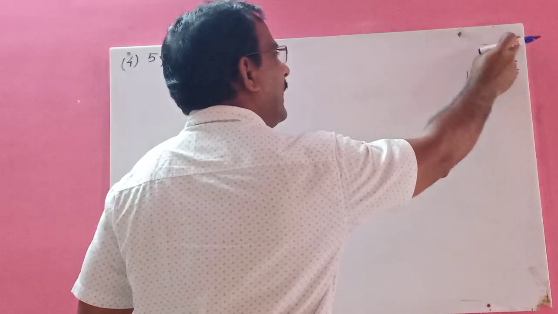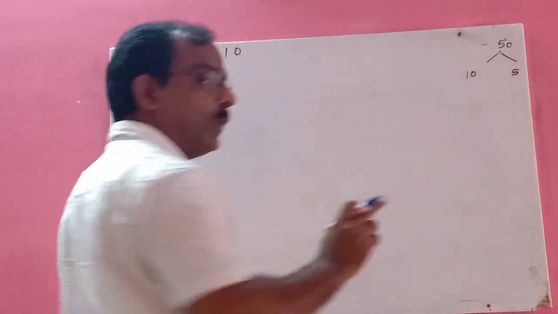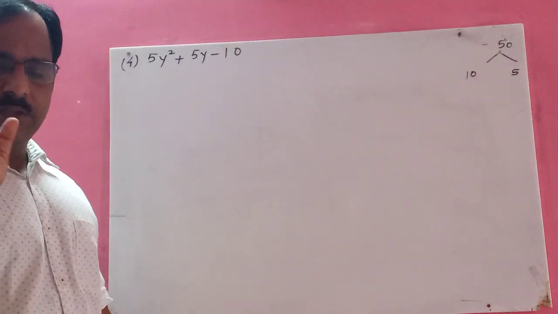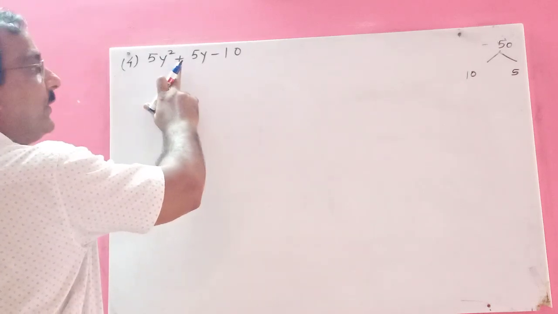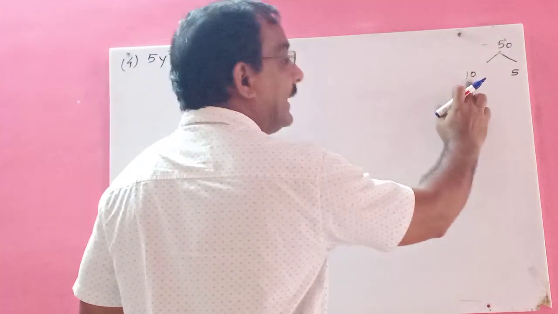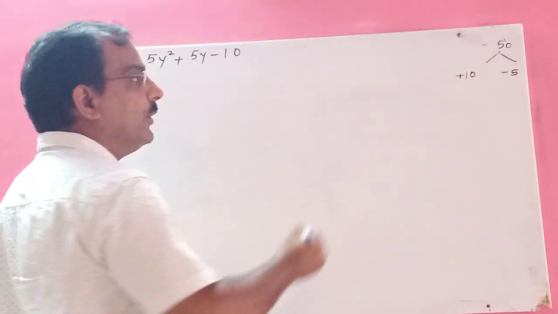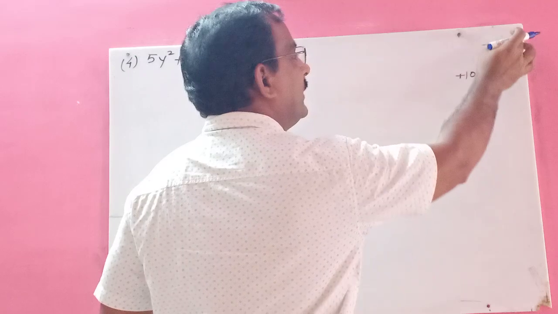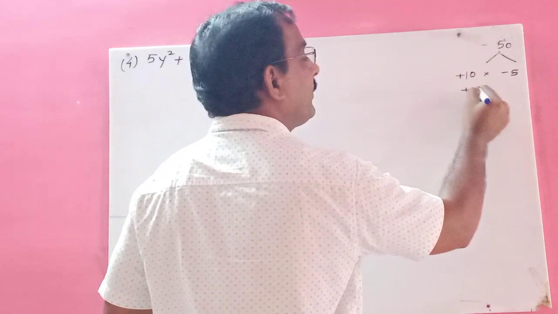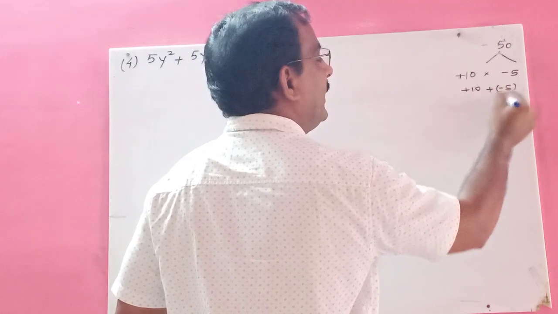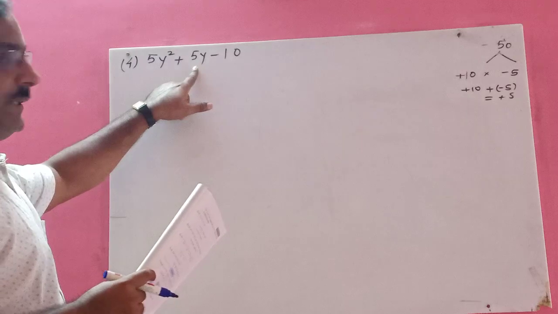If this number product is negative, my dear children, then out of these two, one number should be negative. And which number is negative? It depends upon this sign. See, this is plus. So put the bigger number with a plus sign, and this with a minus sign. If you multiply these two, you will get minus 50, and the sum of these two, plus 10 plus minus 5, how much will you get? Plus 5. So we got this condition.